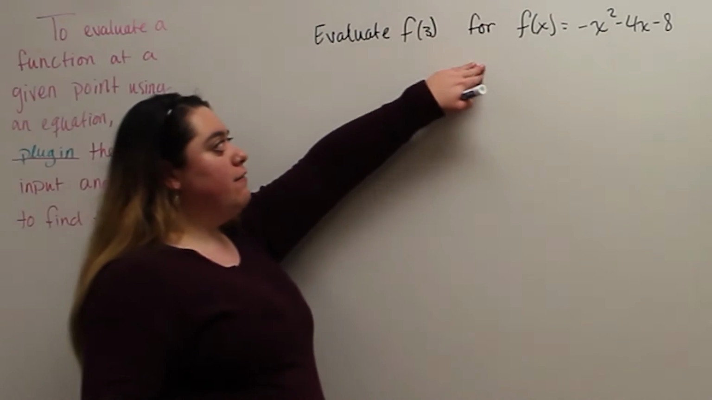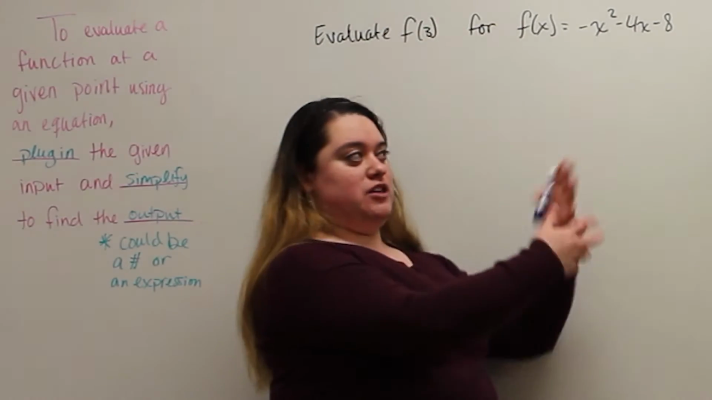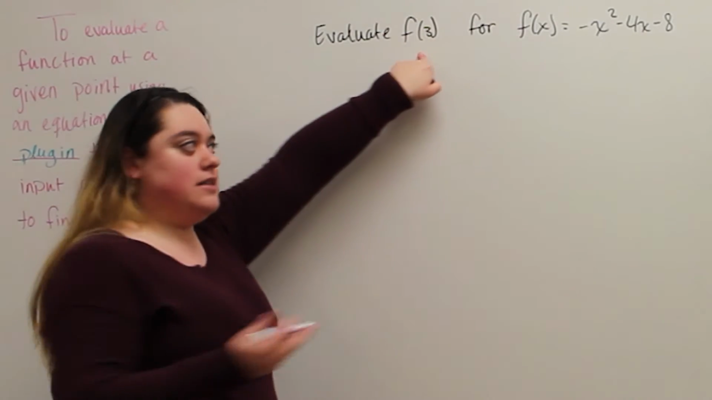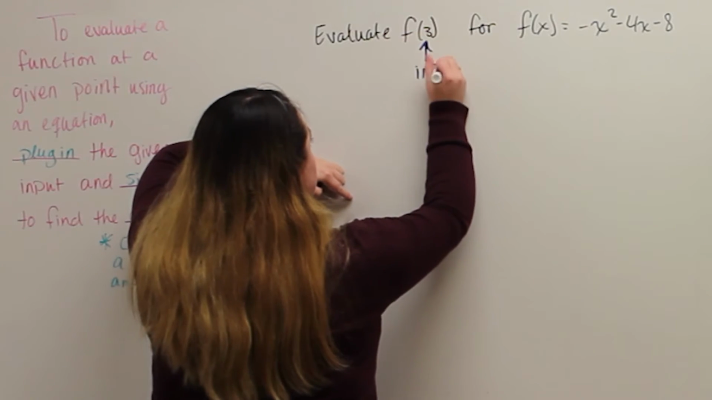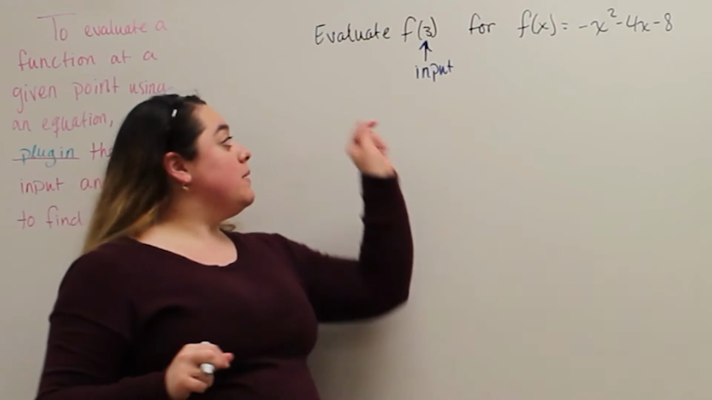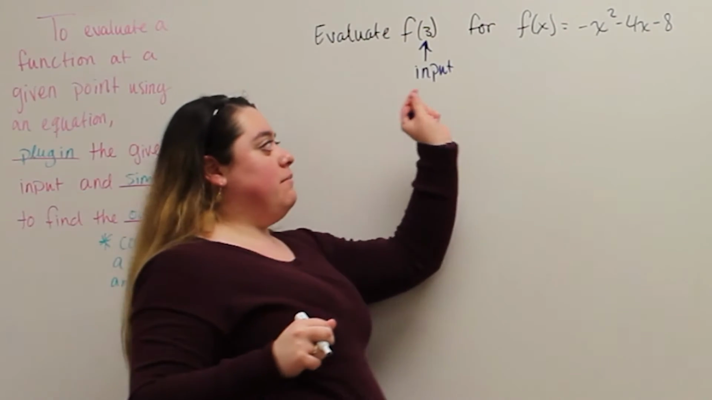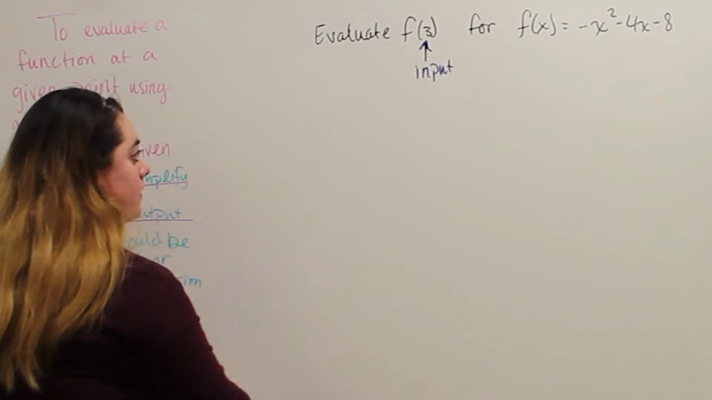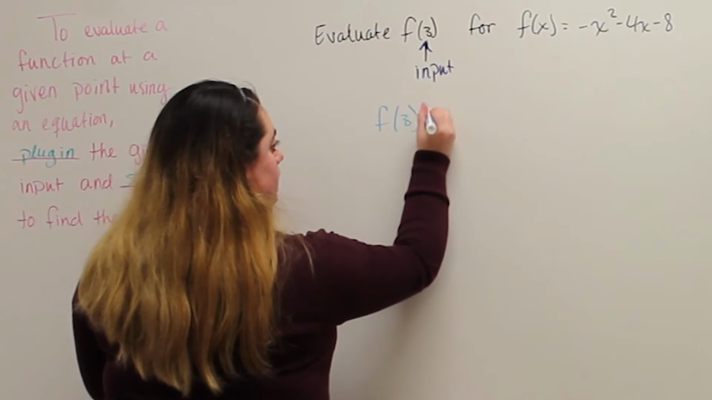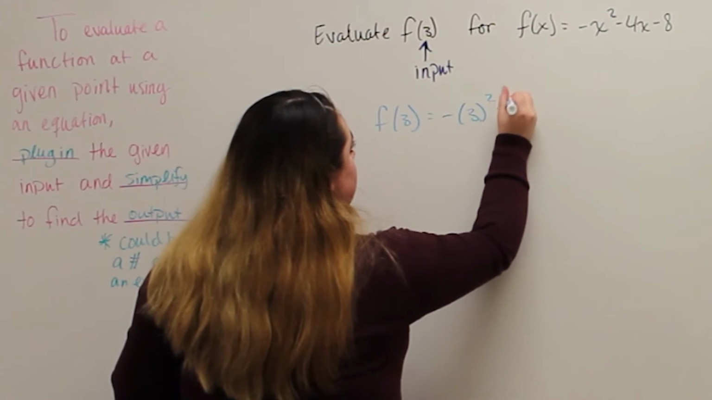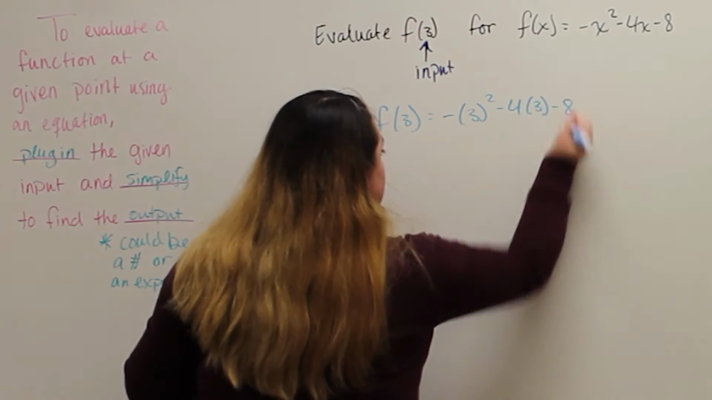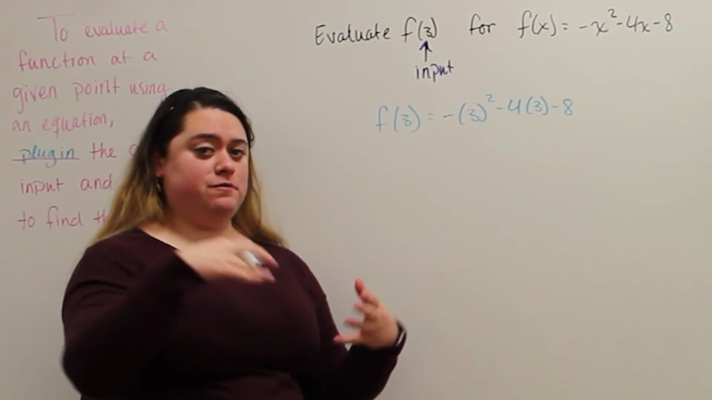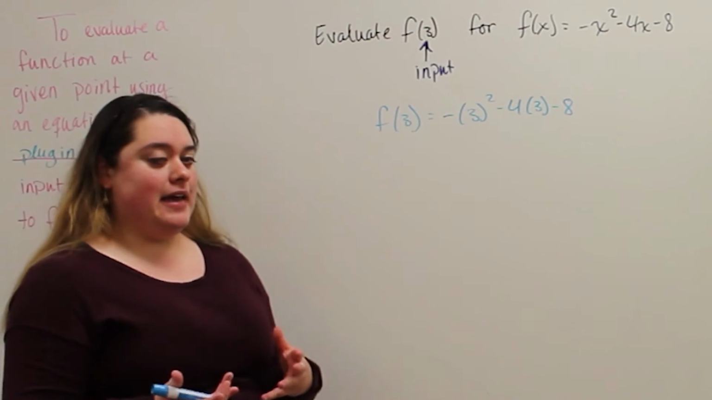Evaluate f of 3 for f of x equals this expression right here. So what this is telling me is that this 3 is going to be my input. Okay, this is my input. So what I'm going to do is take that 3 that's in those parentheses and plug it in for any x's into my function here. So I've got a negative 3 squared minus 4 times 3 minus 8. Okay, we've done the first part. We've plugged it in. Now we've got to simplify so that we can get an output.